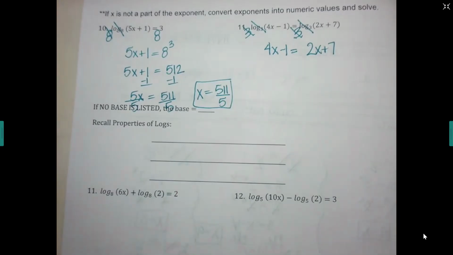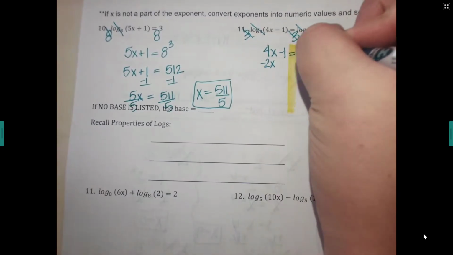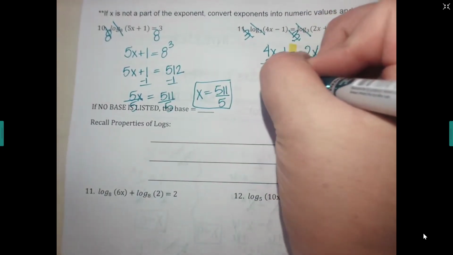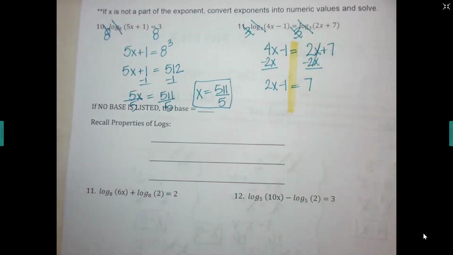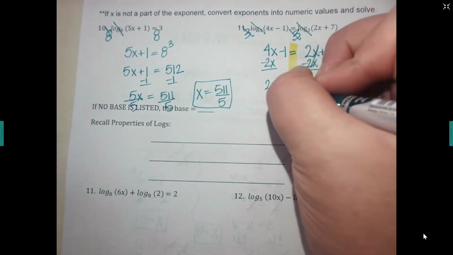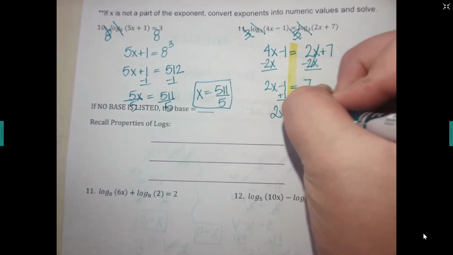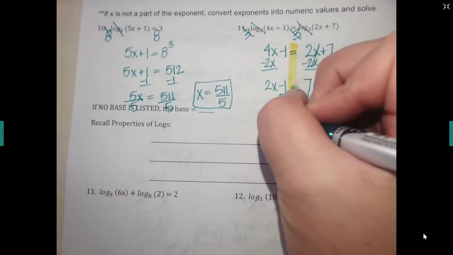So which x do we want to get rid of? Okay, you could do either one. I'll usually minus the smaller one, so we'll minus the 2x across. What is 4x take away 2x? 2x minus 1. What's my next step? Add the 1 across. Very good. 7 plus 1 gives me 2x equals 8. Divide the 2 across, you'll get x equals 4.